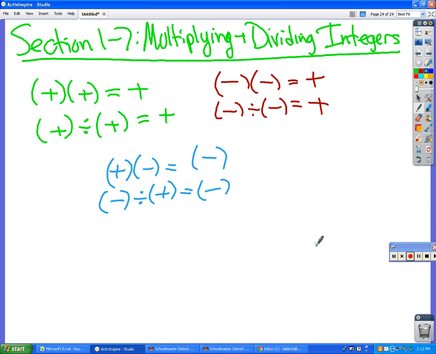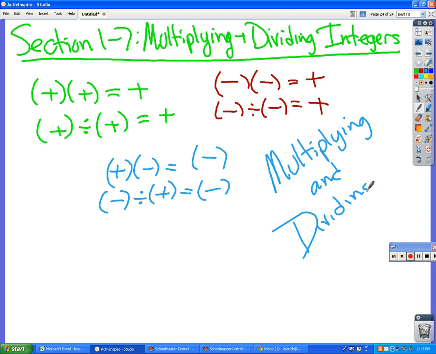Okay, Matthew? You get a negative when you do multiplication as long as one of the two is negative. So try not to be confused with the difference between this and addition and subtraction, because these rules are totally different for addition and subtraction, right? When you add two positives, you do get a positive. But when you add two negatives, what do you get? A negative. So we're only talking about multiplying and dividing. Okay? So this is only with multiplying and dividing.